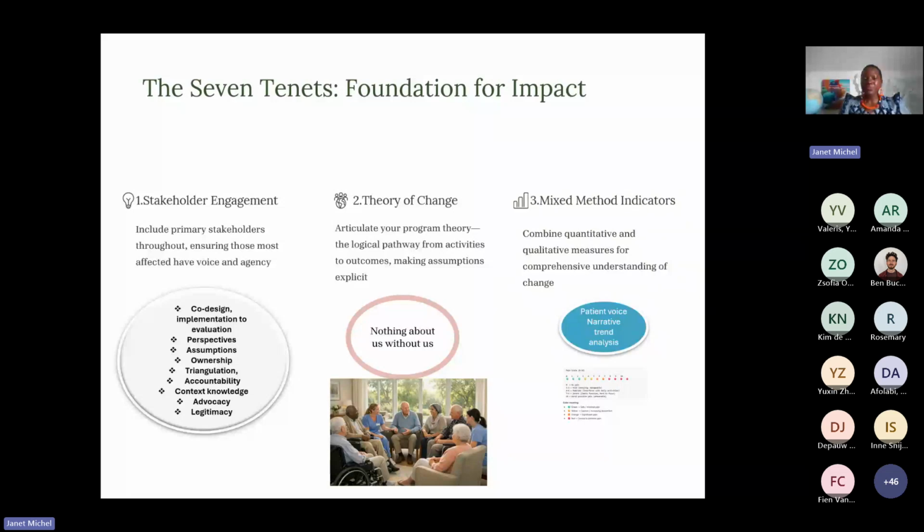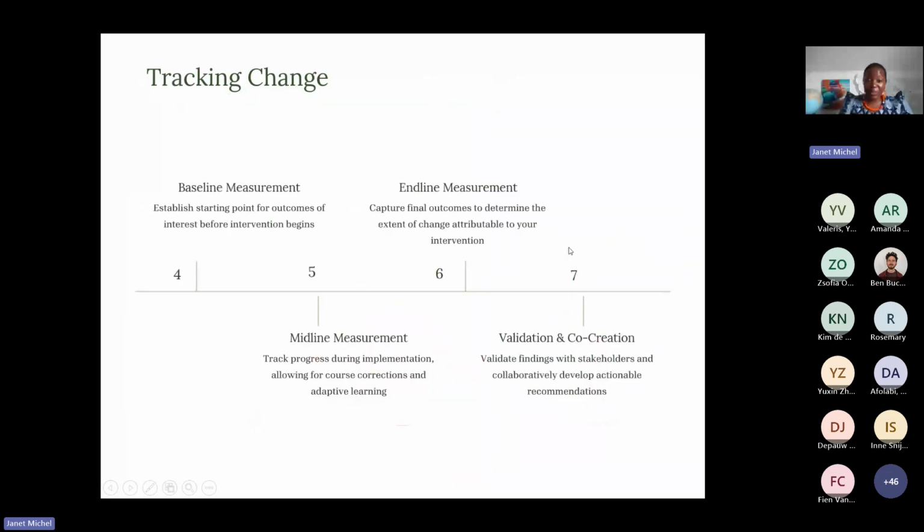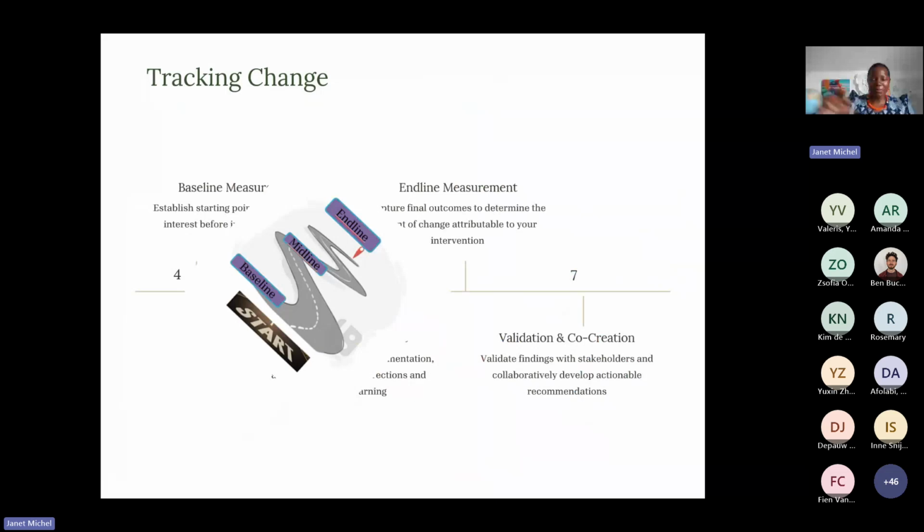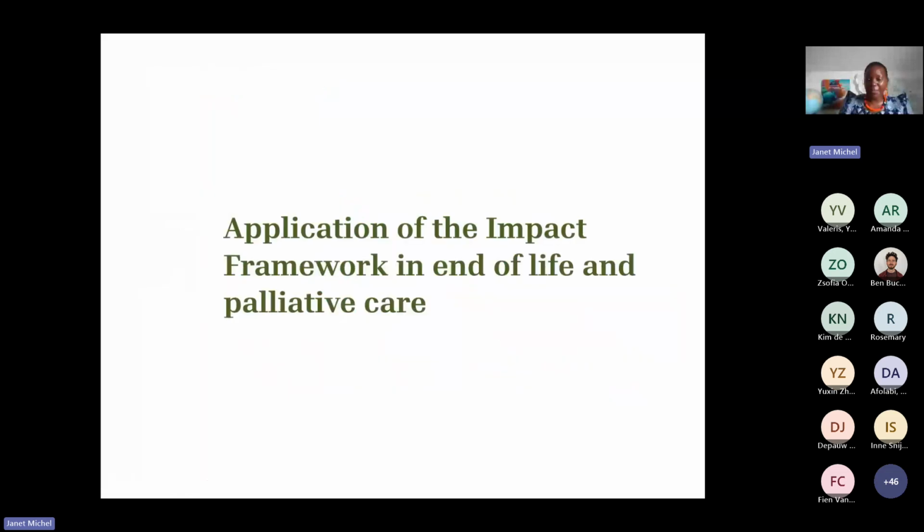With mixed methods, combining quantitative and qualitative measures allows for data triangulation, as I mentioned before. And with the baseline, midline, and endline, you have 3 data points. You can at least do a trend analysis. But with the validation and co-creation, you're actually involving the stakeholder and asking, have we reached that set objective? And that's so important. The voice of the patients matters.